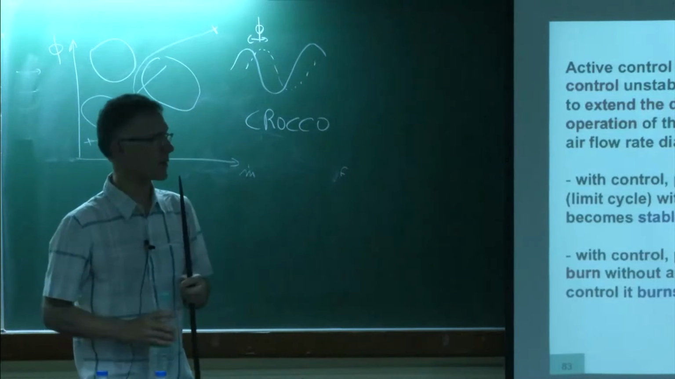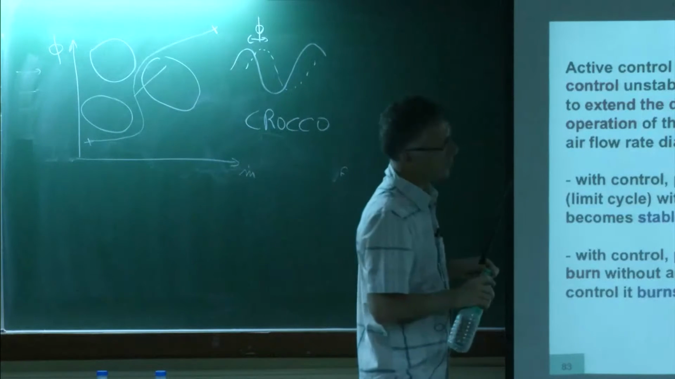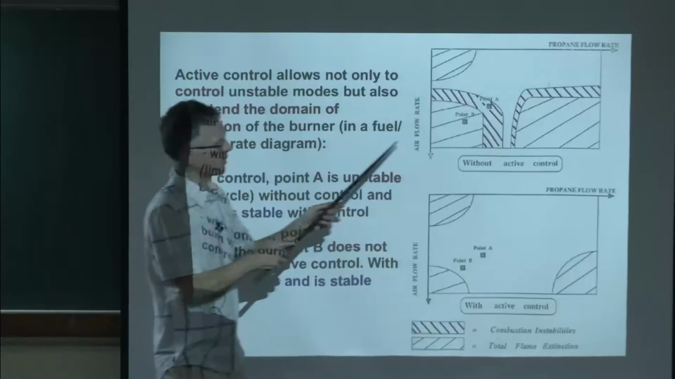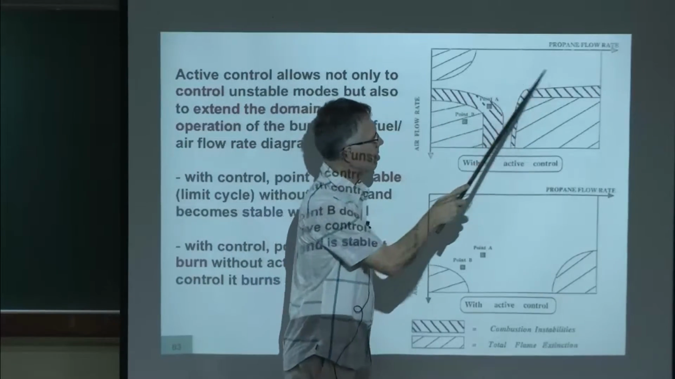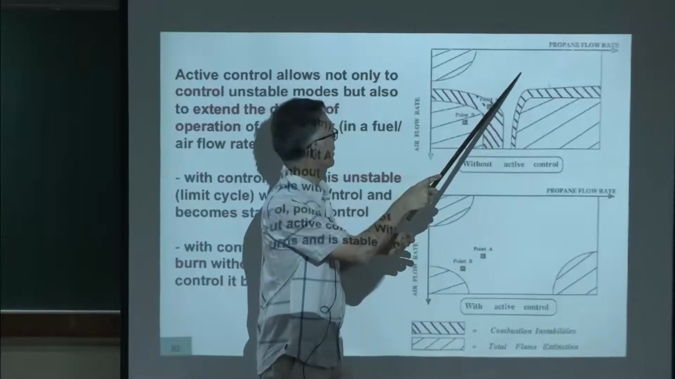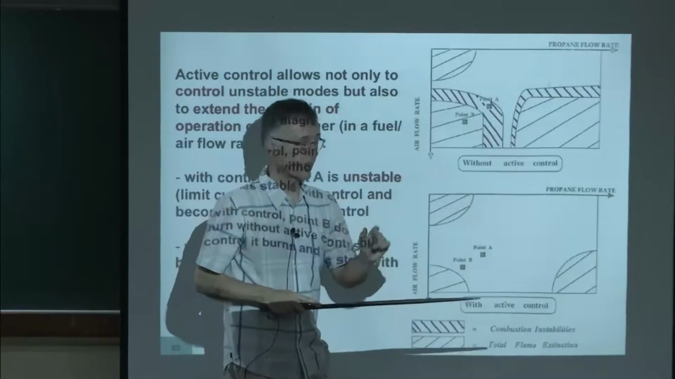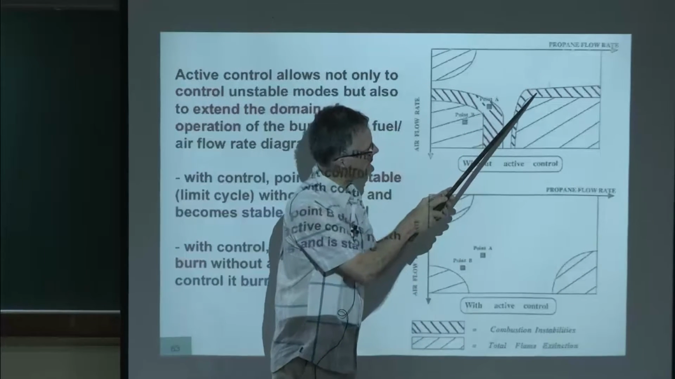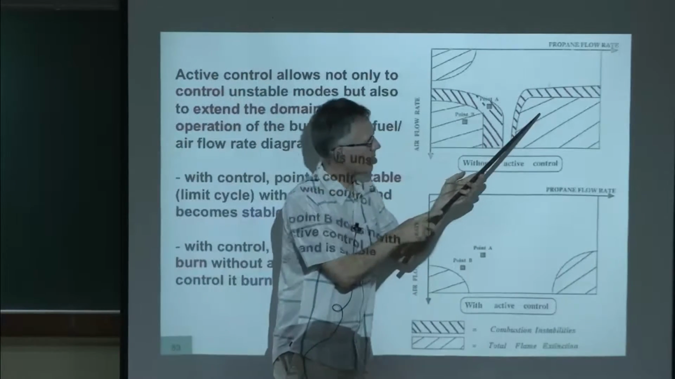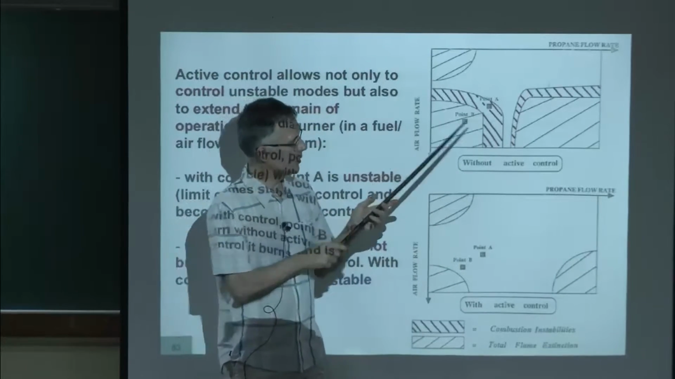Now, when you do that, you can go one more step. This is what we call stability maps again. And the stability map without control is here. Everywhere here, you can operate this flame. So you have a propane flow rate here, air flow rate here. You start the flame, it's going to burn, and it's going to be stable. If you go in the red zone, then it's going to start oscillating. And if you go in the black zone, it's quenched. It's gone.